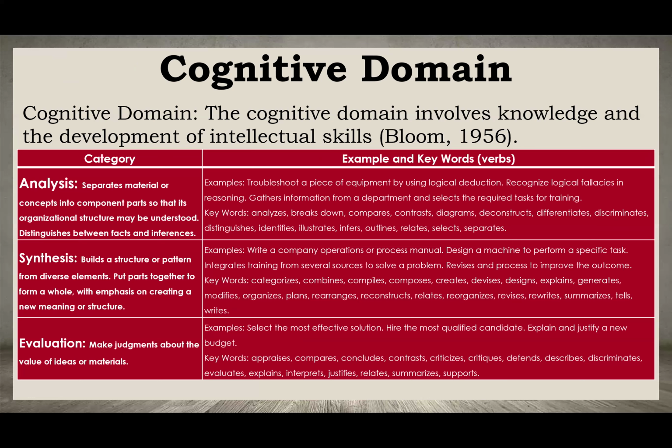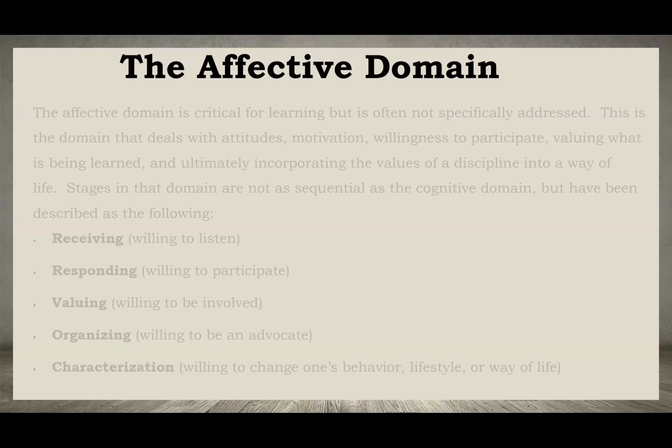As we can see, each level builds on the one below it. For example, students must first be able to remember and understand content before they can analyze or create something new based on it. So teachers use Bloom's taxonomy to design curriculum and assessment, develop measurable learning objectives, and encourage deeper thinking and critical analysis. Let's move now to talk about the affective domain.